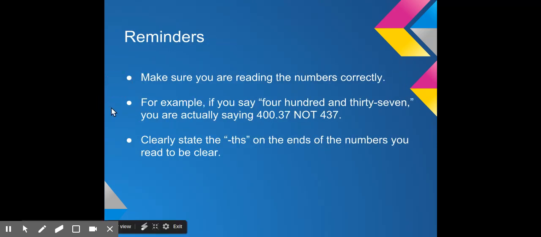Reminders for reading and writing decimal numbers. Make sure you are reading the numbers correctly. For example, if you say 437, which we typically say incorrectly all the time, you are actually saying this number, 400 and, with the decimal, 37, not 437. Also, clearly state the THS on the ends of the numbers you read to be clear.